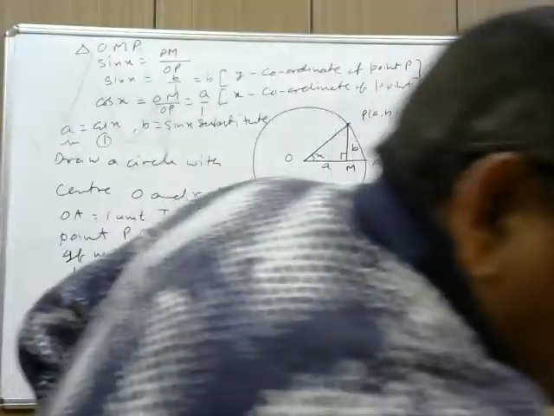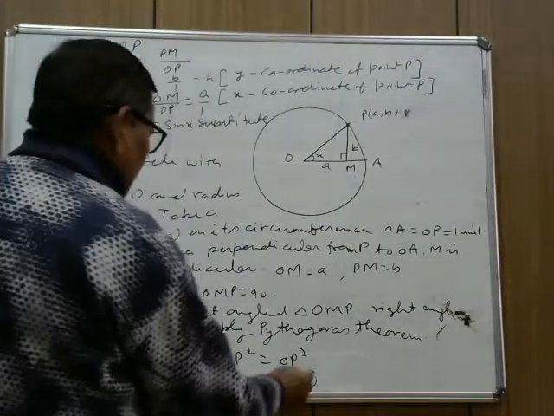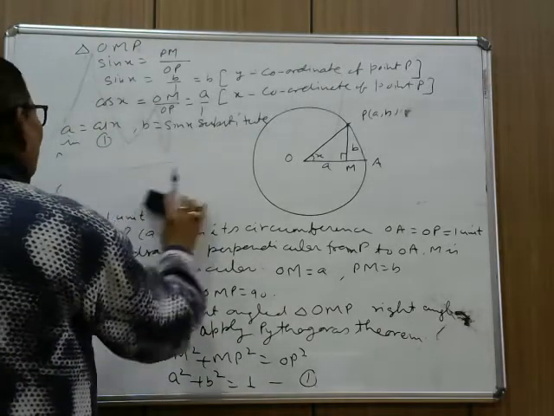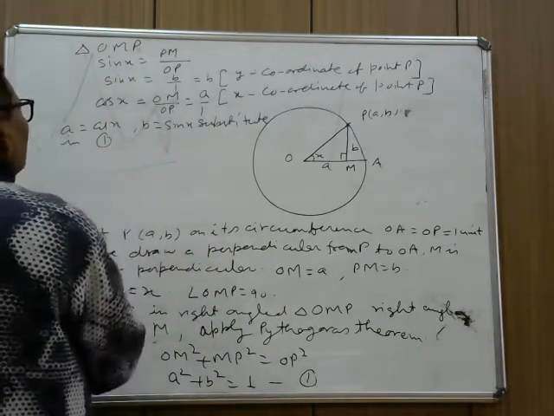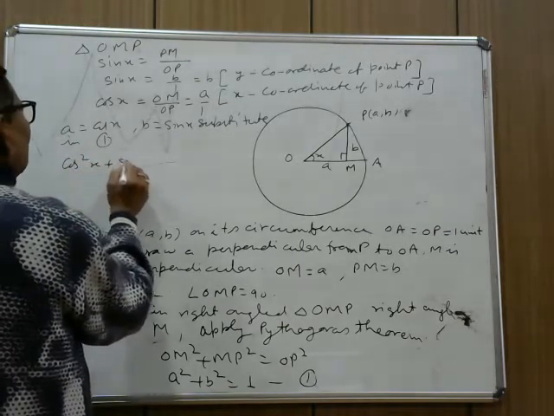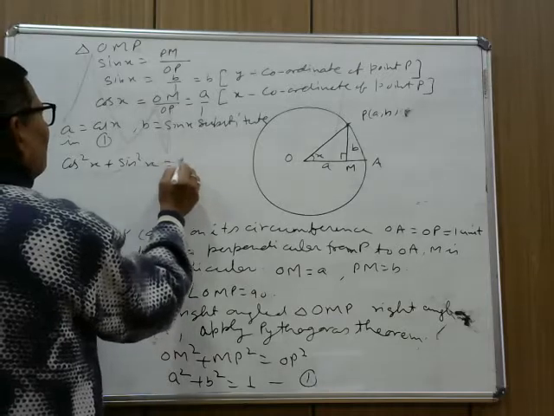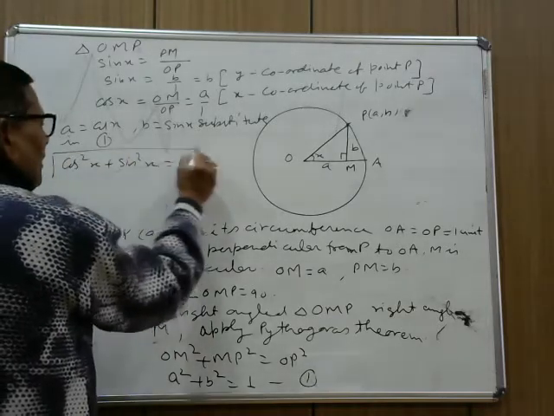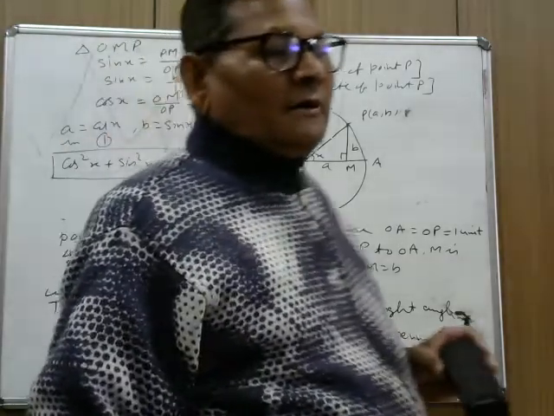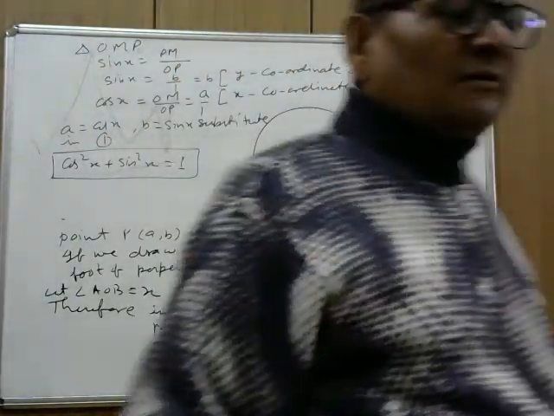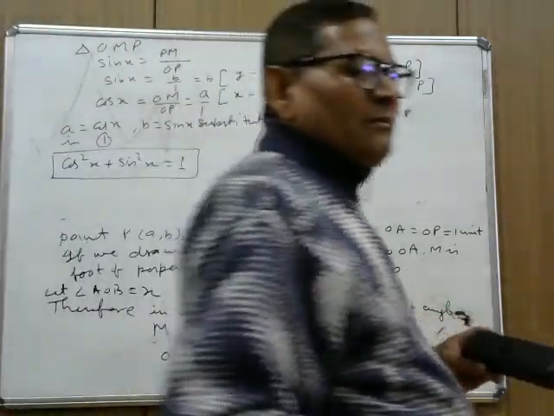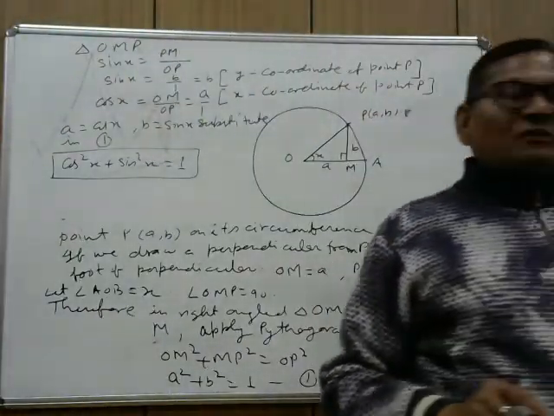Substitute in result number 1. You get cos square x plus sin square x is equal to 1. This is the truth of the result cos square x plus sin square x, and it is explained by using a unit circle. So now you have to see the definition of trigonometric function by using the unit circle.